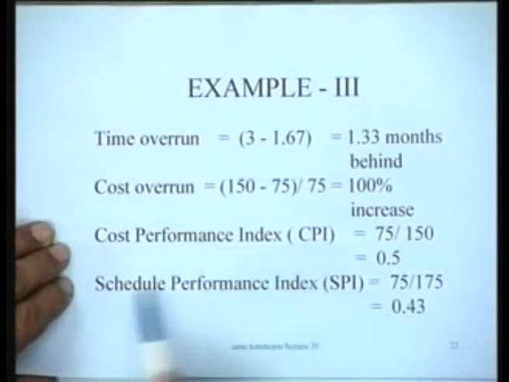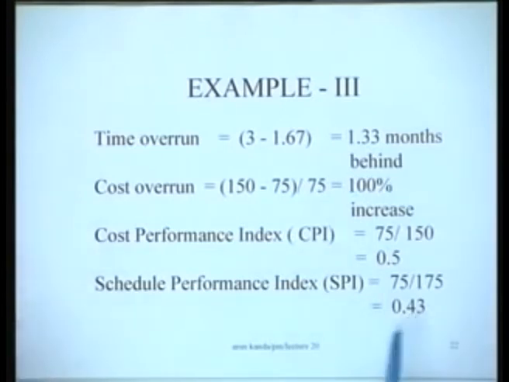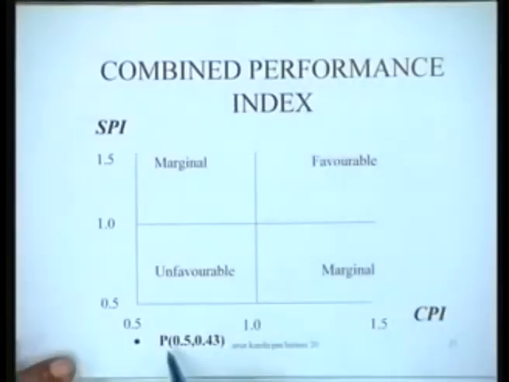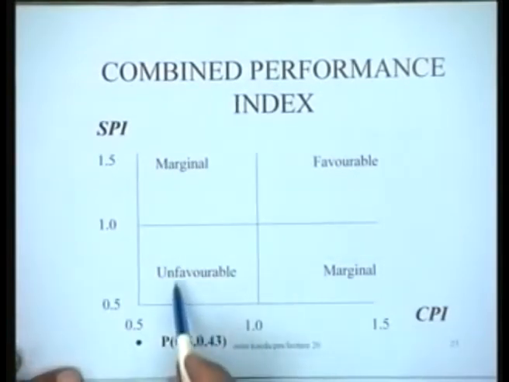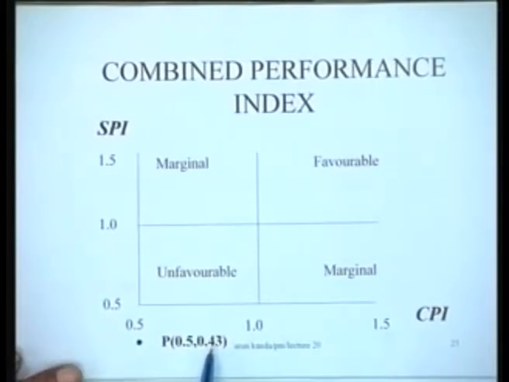Similarly, the cost performance index and the schedule performance index are just 0.5 and 0.43 respectively, corresponding to these two figures. So you can see really that with this performance, the combined schedule performance index on the graph actually falls in the unfavorable region at this point, which is a very unfavorable situation, that is both 0.5 and 0.43. So something has to be done to improve the project.